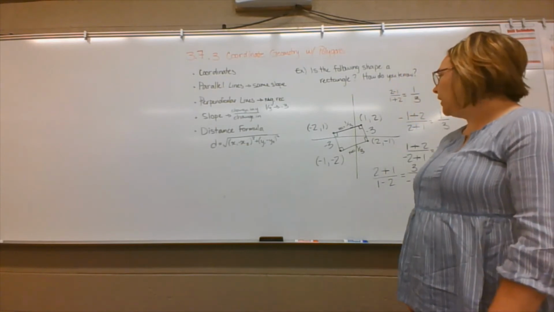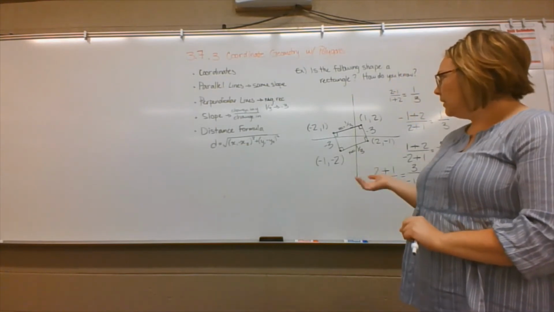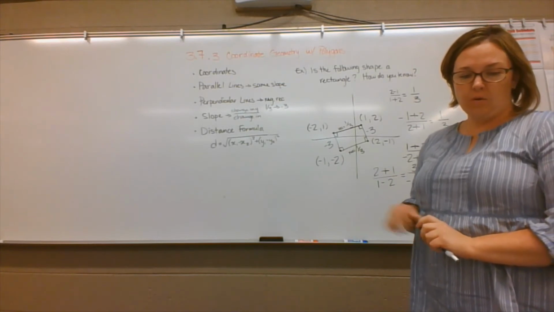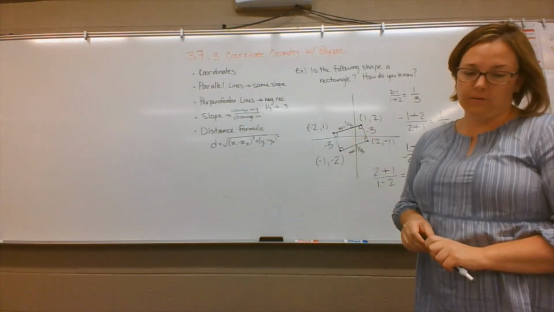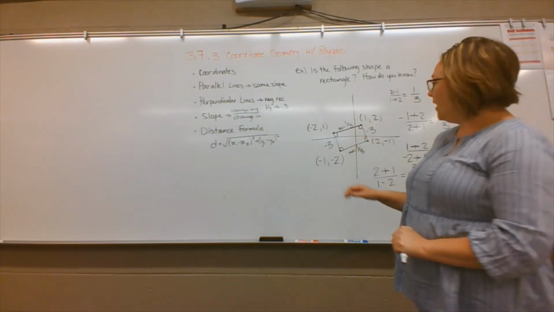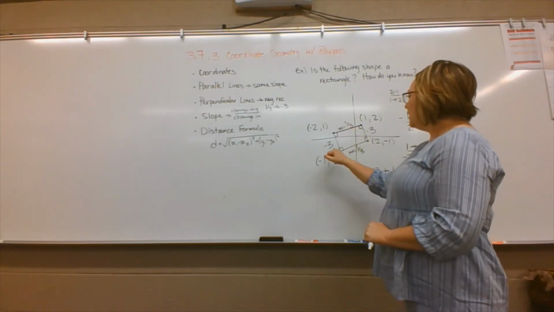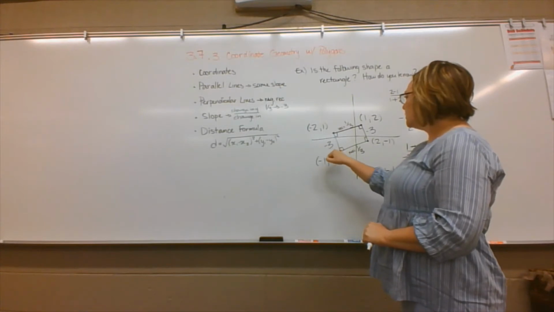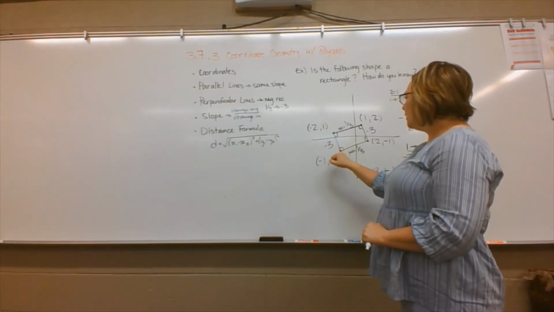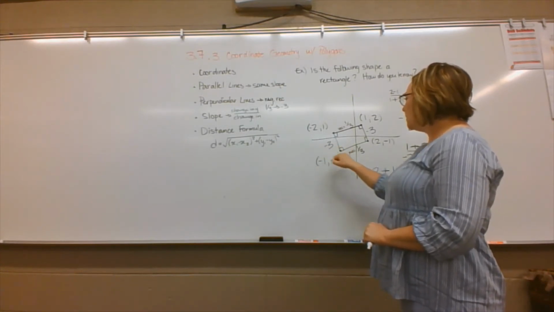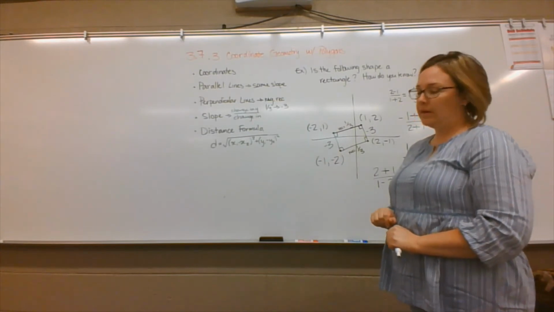That is how you find out if a diagram is a rectangle. If opposite sides are not parallel, and two sides that form a corner are not perpendicular, then it is not a rectangle.